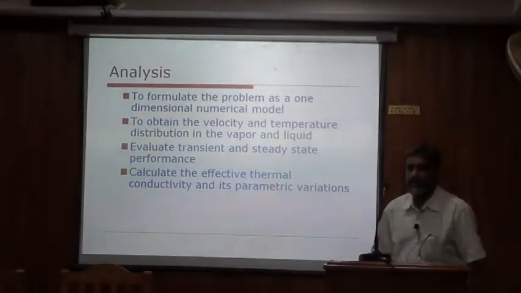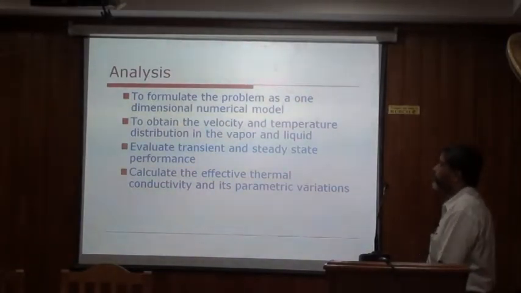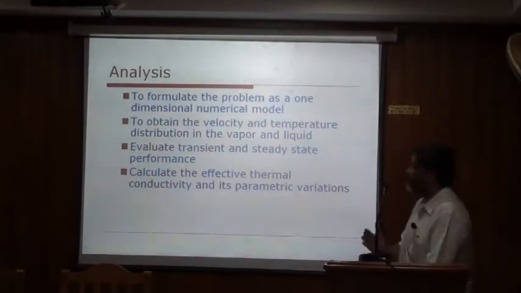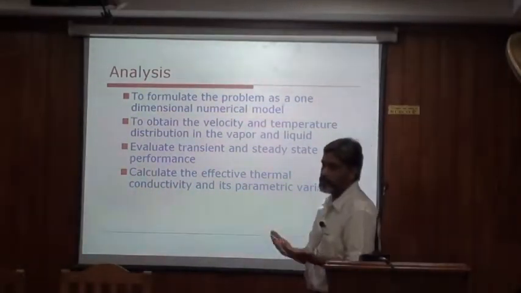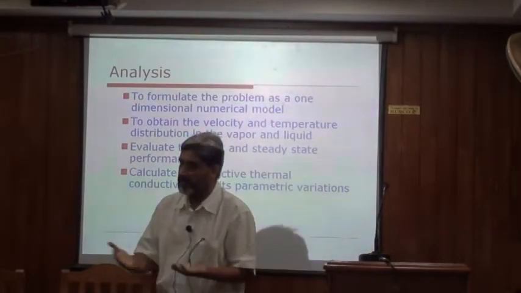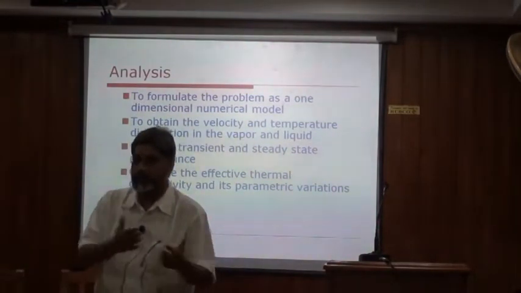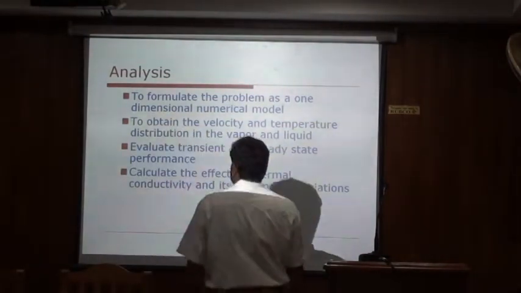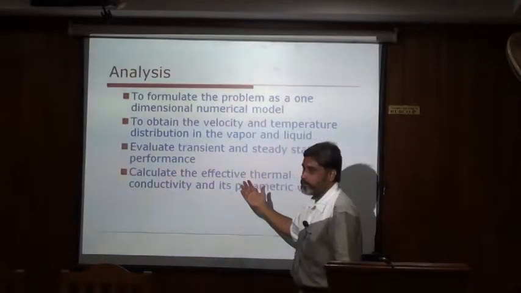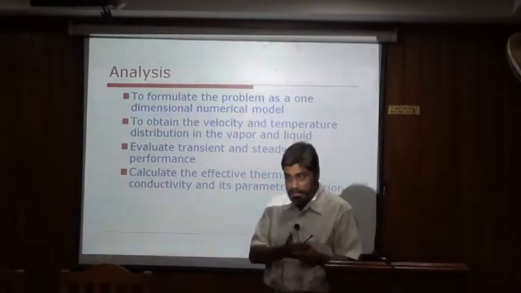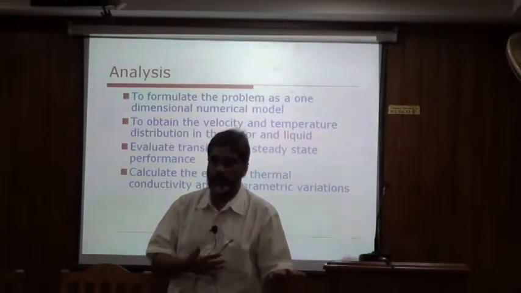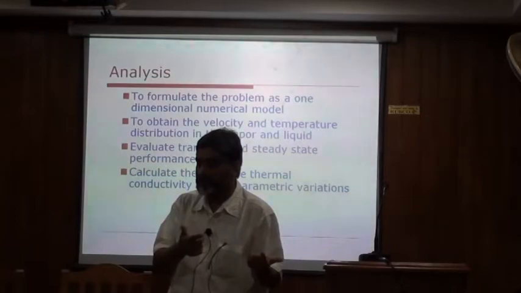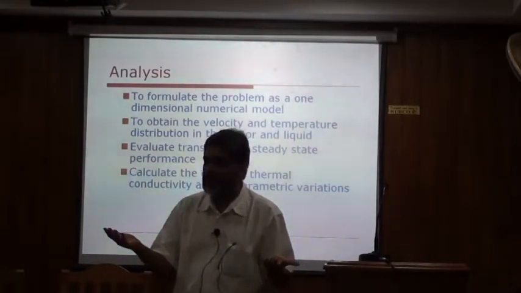So when I approach the analysis, these are the things, the formulation. Formulate the problem as a one-dimensional numerical model to obtain the velocity and temperature distribution, the primitive, the first variables that I want to calculate, the velocity and temperature distributions, and of course the pressure distribution, which I can get from the temperature distribution along the heat pipe. Then I may be interested in evaluating the performance of the heat pipe at the steady state operating condition, as well as maybe while it is heating up and cooling down. Because especially when I am using electronics, this is an important thing. Sometimes it may not come to the steady state at all.